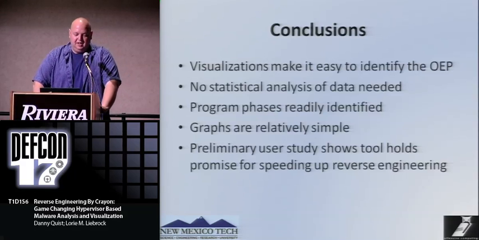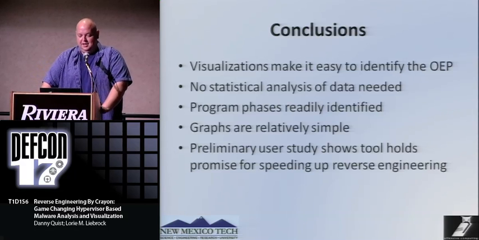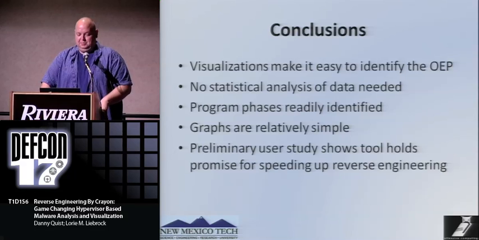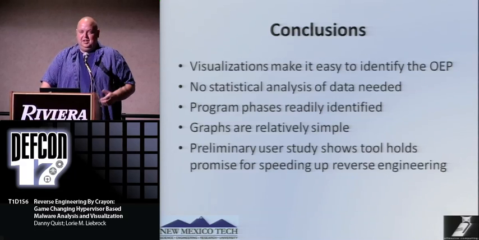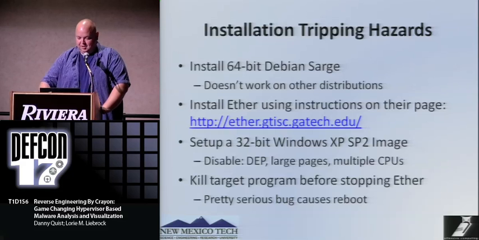So conclusions: visualization makes it easy to identify the OEP. There's no actual statistical analysis needed. You can actually identify program phases. The graphs are pretty simple. And the preliminary user study shows that other people don't think we're full of it.